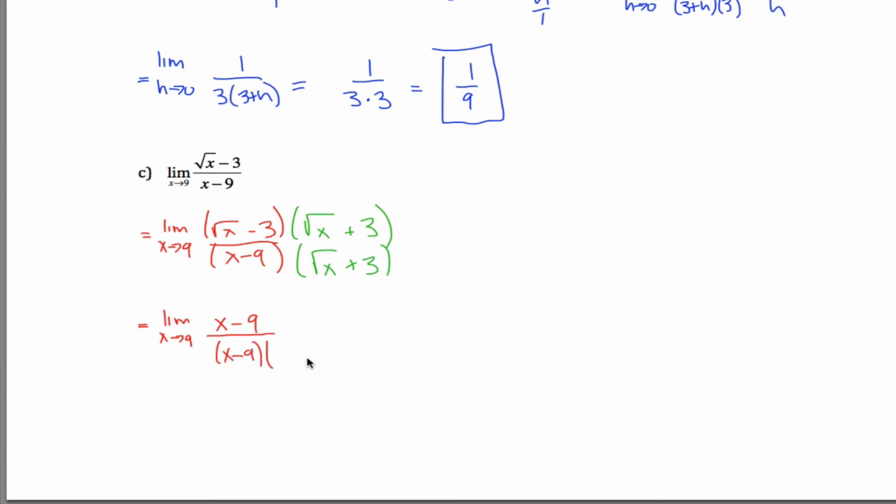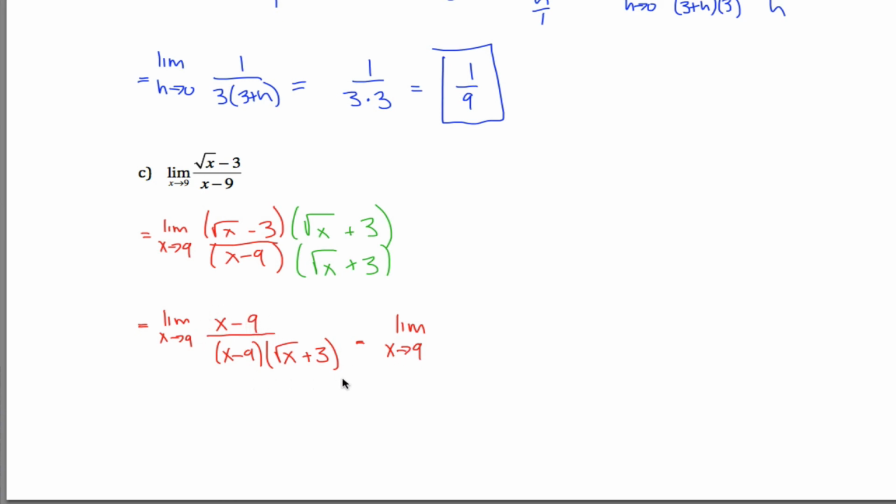Don't bother FOILing out the bottom because we want to cancel out this x minus 9. So we don't want to hide it by FOILing it back out. We want to leave it like this. I can now cancel out those x minus 9s. Probably getting sick of me saying it by now, but I'm going to say it one more time.